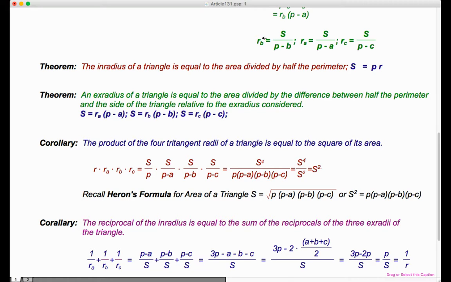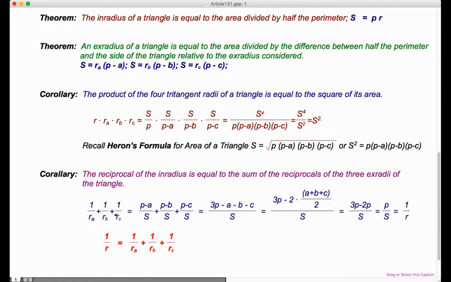So the reciprocal of r sub b is p minus b over s. Reciprocal of r sub a is p minus a over s. And reciprocal of r sub c is p minus c divided by s. So that's this added together. Now the denominator becomes s, the numerator becomes 3p, and then minus a, minus b, minus c, and that's why we have this one.